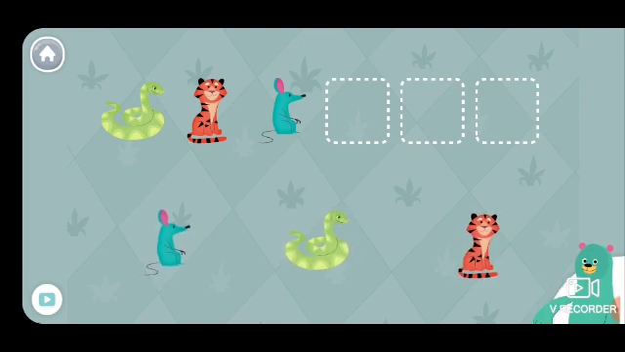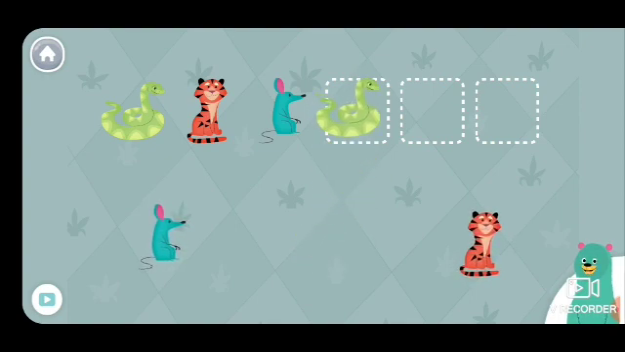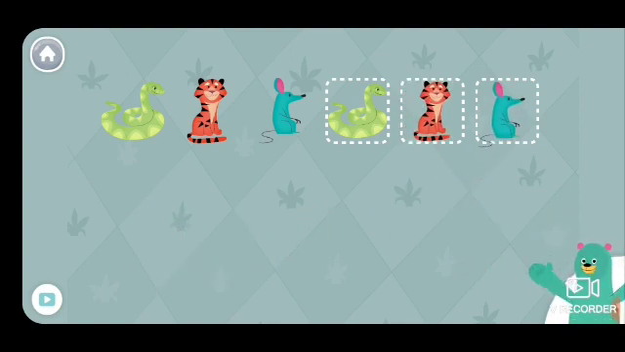Now let us complete. Here the first one is a snake, then tiger, then mouse. Then what will come? Complete the pattern by dragging them into the dotted squares. First snake, then tiger, then a mouse. Good job!